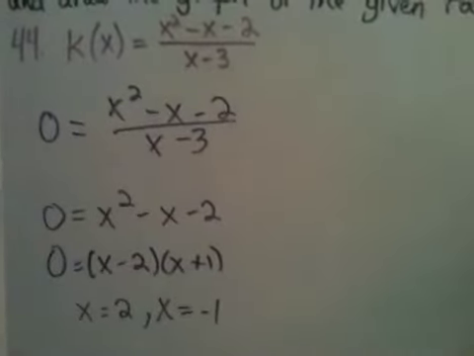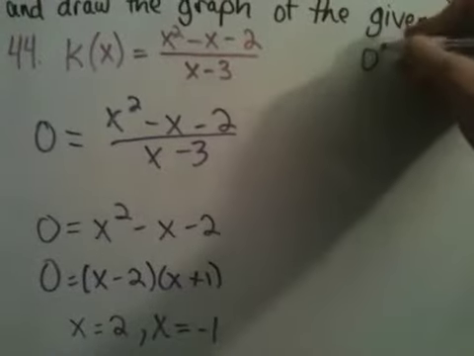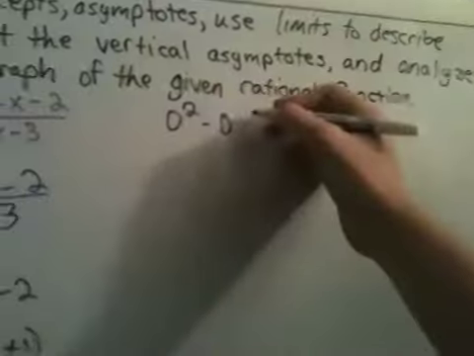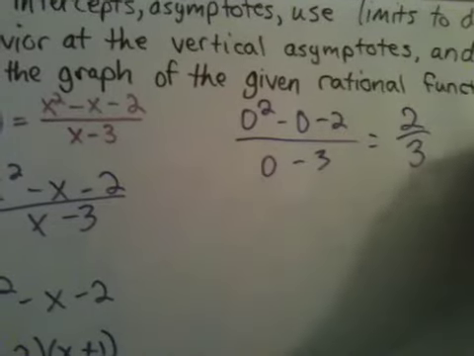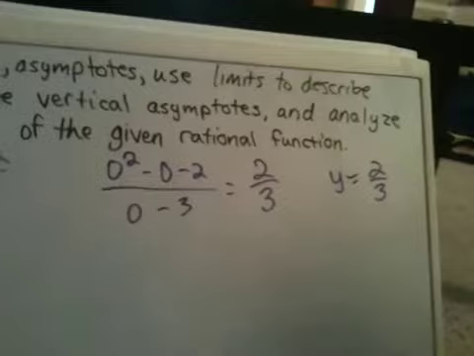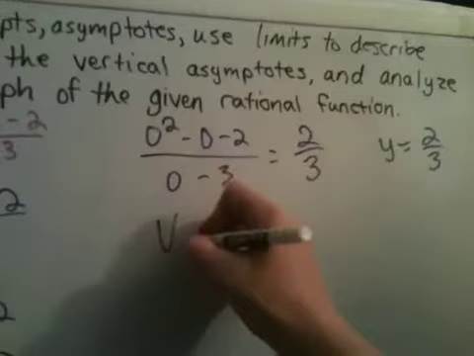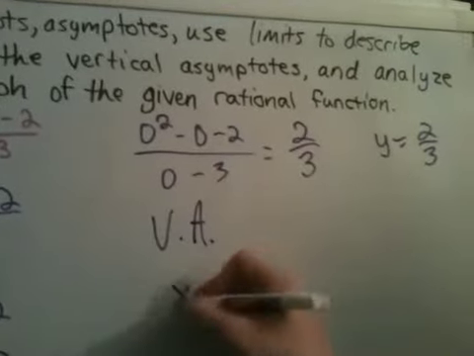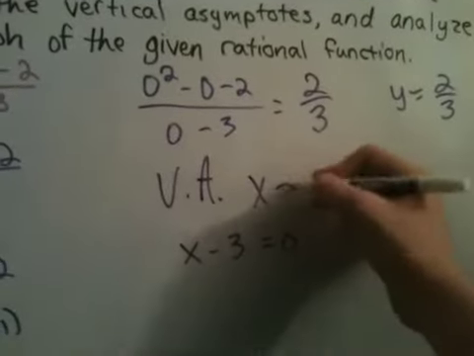Our y-intercept happens when we plug in a 0 for our x's. So 0 squared minus 0 minus 2 over 0 minus 3. Well, that looks like 2/3. So y equals 2/3 is where our y-intercept is. So that's the first thing it asks us. Then it asks us for asymptotes. Well, my vertical asymptote happens where the bottom of my fraction equals 0. x minus 3 equals 0 when x equals positive 3.